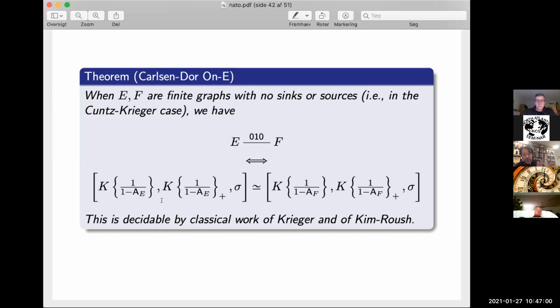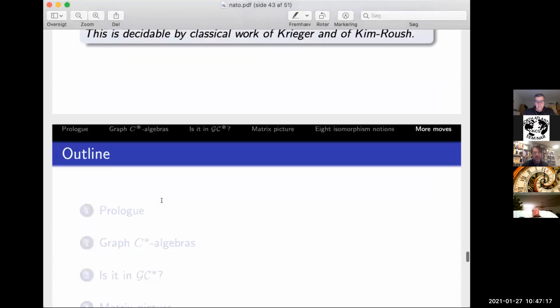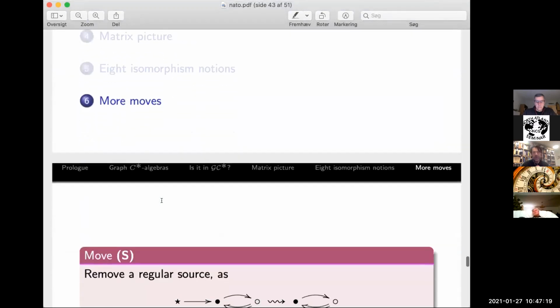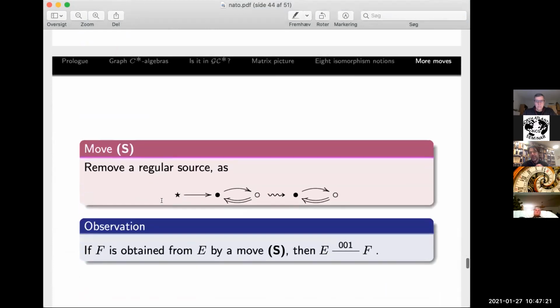And then it turns out to be, it's a long story. I don't have time to explain how this is done. But then by more classical work of Kim and Roush, this is actually decidable. So you can do that. But that's the end of what I know of decidability. So I'm going to skip this very quickly. I want to show you one slide at the very end. Is that okay?